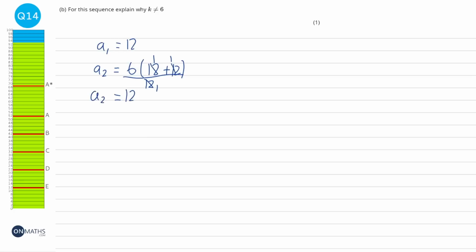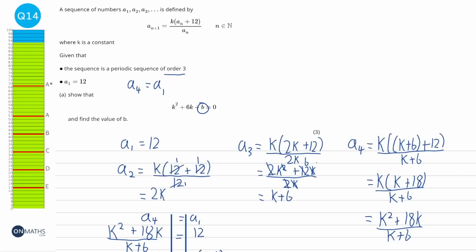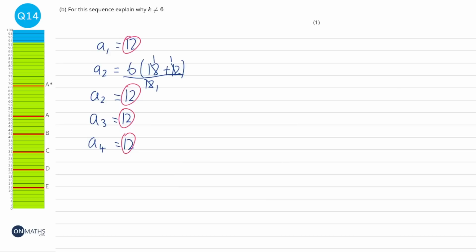Well, if A2 is also 12, A3 will also be 12. Because if the input is 12, it seems like the output's going to be 12. So the issue is that all of these answers are 12. And you might think, well, okay, that's fine. But the question says that it's a periodic sequence of order 3. And that is not a periodic sequence of order 3. So if k equals 6, the order is not 3.